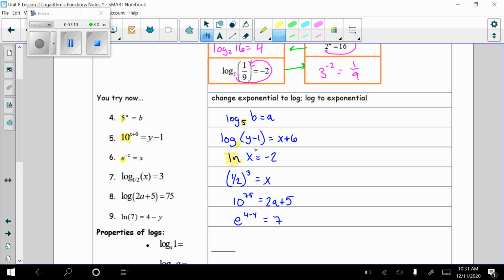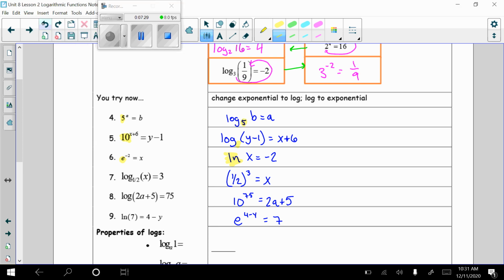I did put the y minus 1 in parentheses so that we know that the log is applied to the whole thing. Same thing with the 1/2, that cube needs to be applied to the whole thing. So pay attention to that kind of stuff. 4 minus y, you can put that in parentheses, but it's in the exponent position. So as long as that's clear, then it doesn't have to be in parentheses.